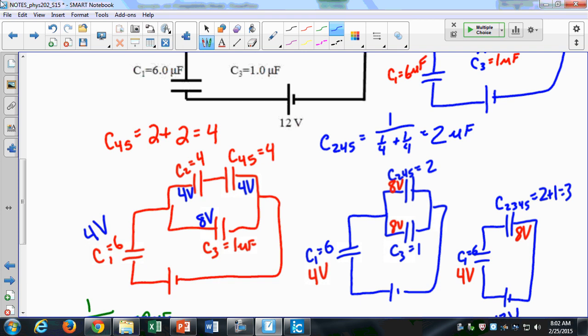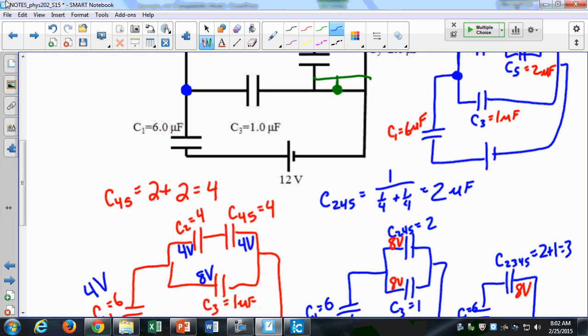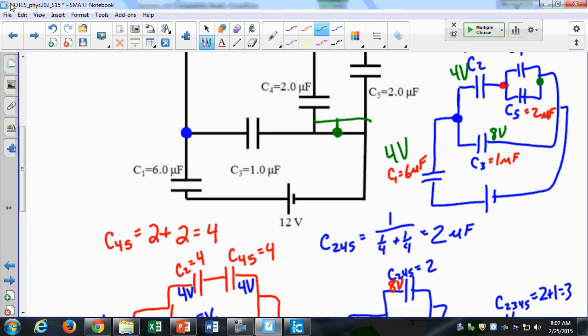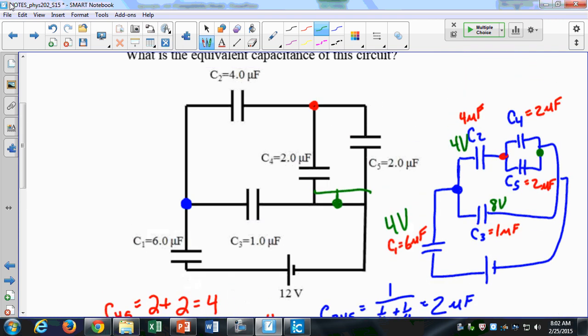Okay, now going back, I have 4 volts, 8 volts, 4 volts. And across C45 here, I had 4 volts. Remember, that was the equivalent of 4 and 5. So what is the voltage across C4?